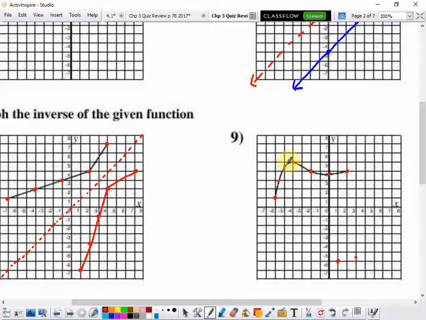Negative 5 and about 4 and a half becomes 4 and a half, negative 5. Negative 4, 5 becomes 5, negative 4. Negative 2, 4 becomes 4, negative 2. 0, 3 and maybe 3/4 becomes 3 3/4, 0. 2, 4 becomes 4, 2. That should appear to be a reflection over the line y equals x.